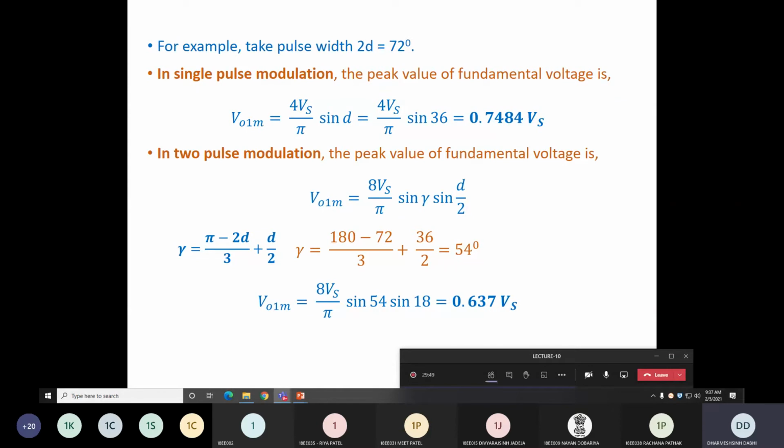But the biggest advantage of this multiple pulse with modulation technique is that by increasing the number of pulses in half cycle, we can reduce the lower order harmonics. But what is the advantage of reducing the lower order harmonics? Anyone know this?